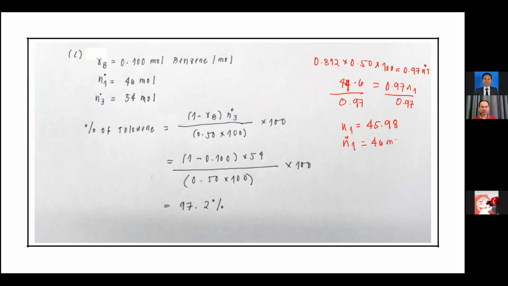Then for the next, since we have 100 is equal to N1 plus N3, and we know the value of N1, we have 100 is equal to 46 plus N3. Then we're going to transpose it: 100 minus 46 is equal to N3. Then N3 will become 54. So we have 46 and we have 54. Now we can solve for this one.